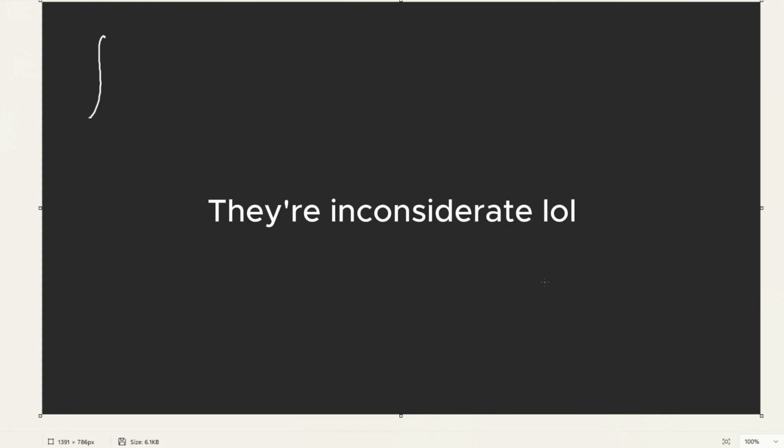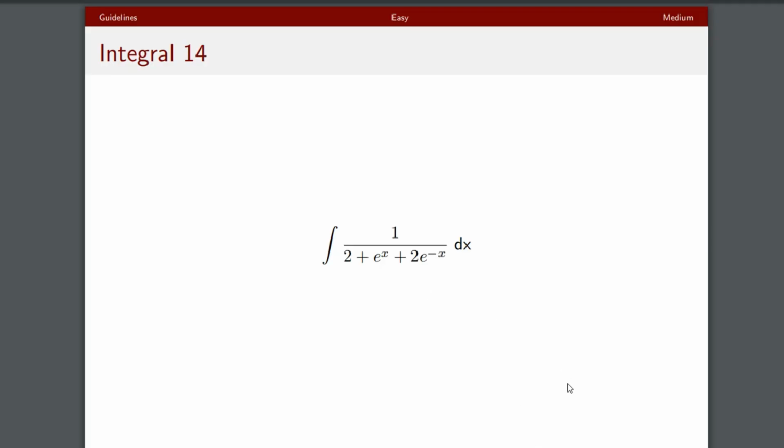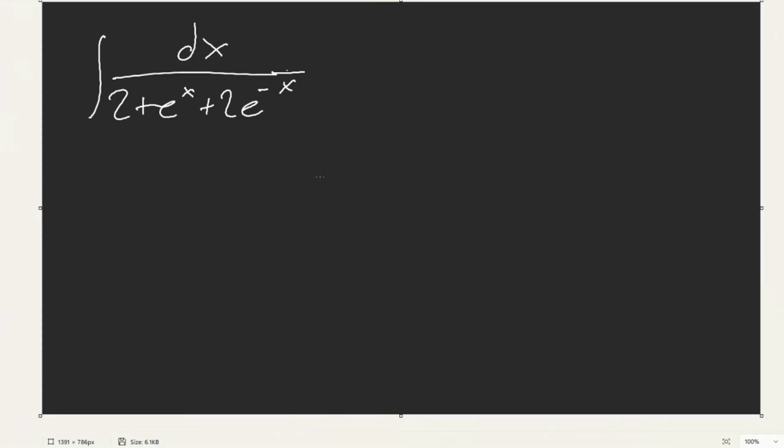Some integration bee problem writers are very evil. So let's actually do this properly. I was being extremely lazy, so I apologize. But this is what we actually have. Okay, so here again, we would have e to the x dx. So we would have e to 2x plus 2e to the x plus 2.